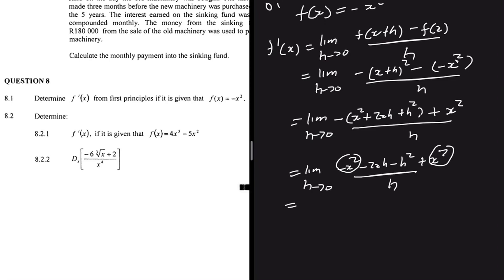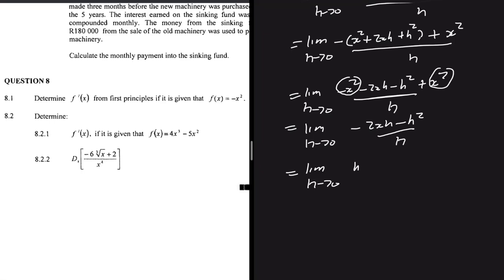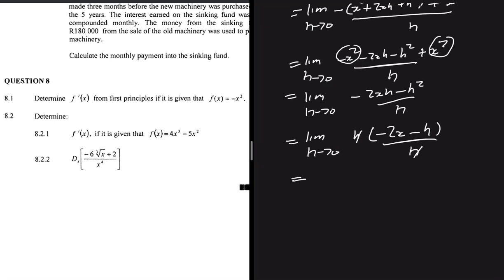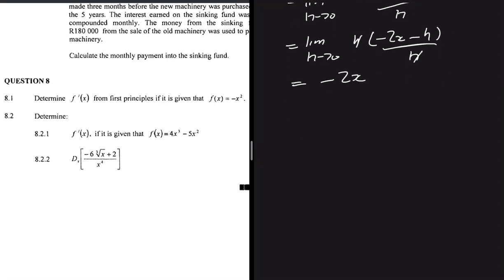So we have minus x squared plus x squared, so that will be zero, right? Divided by h. So this will be equal to the limit as h tends to zero of minus 2xh minus h squared divided by h. Now we can take h as a common factor, so we're going to have the limit as h tends to zero of h times minus 2x minus h, divided by h, and then h and h will cancel out. And then now we're letting h tend to zero, so we're just going to have minus 2x.